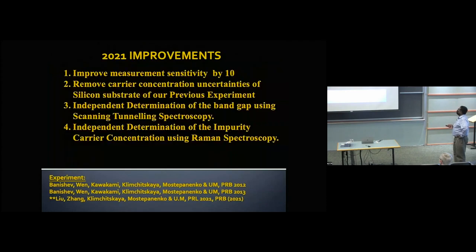I already told you some of the improvements in sensitivity that we implemented for this experiment as well. A couple of key things we did for the new experiment on graphene: we removed uncertainties from the carrier concentration of the substrate, which I'll tell you about in a little bit. We also independently measured the band gap of the graphene, because we're using real graphene, not pristine, ideal graphene, so it has a band gap. We measured that using scanning tunneling spectroscopy. And we did an independent determination of the impurity in the graphene using Raman spectroscopy.